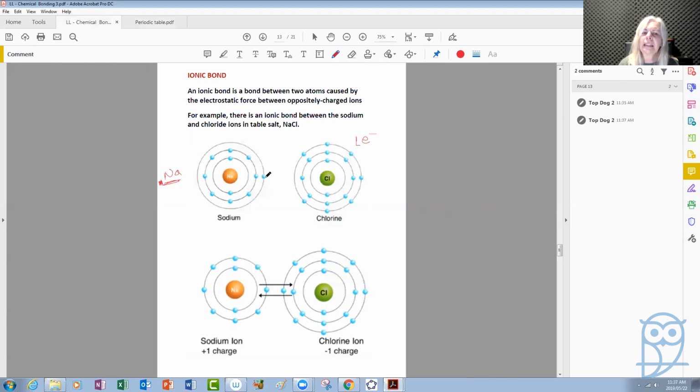So it's easier for the sodium to give an electron than to take 7, isn't it? So what happens now? This electron here, the lone electron, if a sodium atom comes close by a chlorine atom and the two collide, what happens?